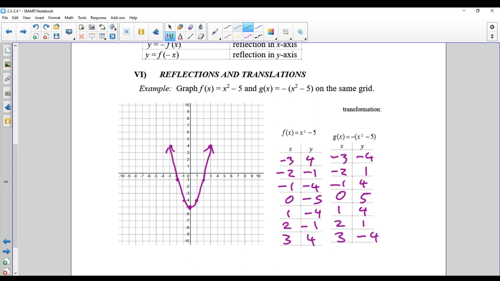I'm going to put my red line in now, which is my new function, minus 3, minus 4. Down here. Minus 2, positive 1. Here. 0, 5. There. Across 1, down 1. Across 1, down 1. Across 1, down 3. Across 1, down 5.